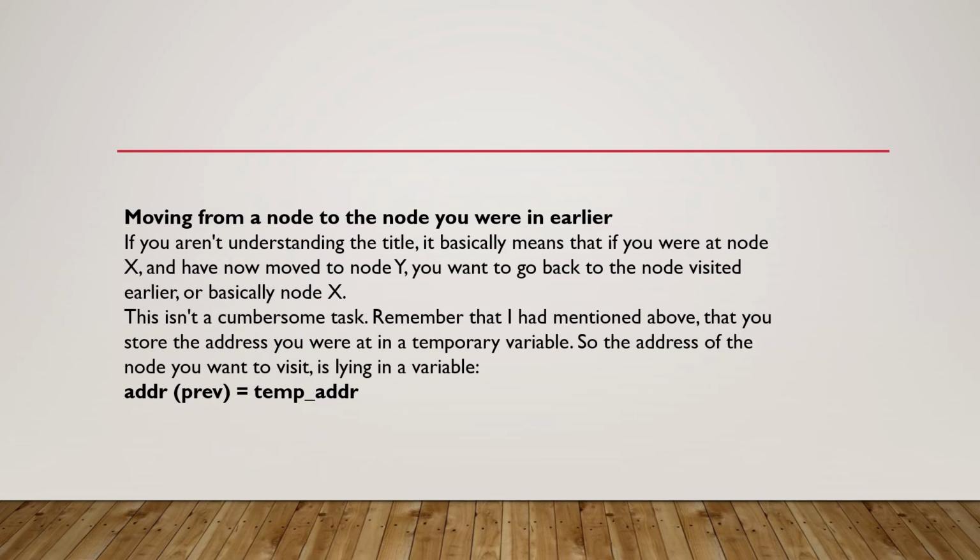Moving from a node to the node you were in earlier. If you are understanding the title, it basically means if you were at node X and have now moved to node Y, you want to go back to the node visited earlier, or basically node X. This isn't a cumbersome task. Remember that I had mentioned above that you store the address you were at in a temporary variable, so the address of the node you want to visit is lying in a variable. Address of previous is equal to temp underscore address.